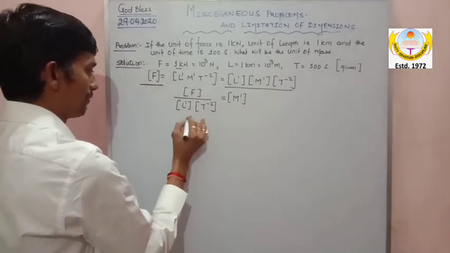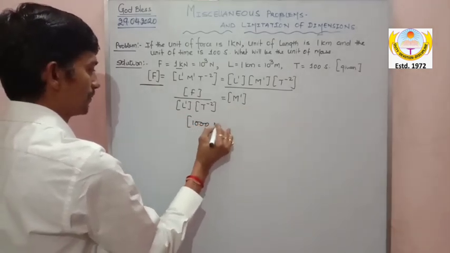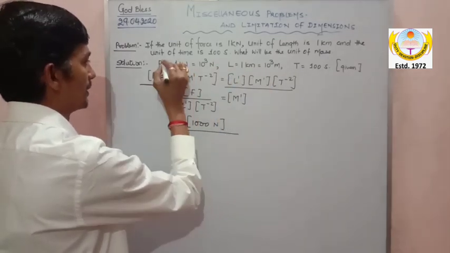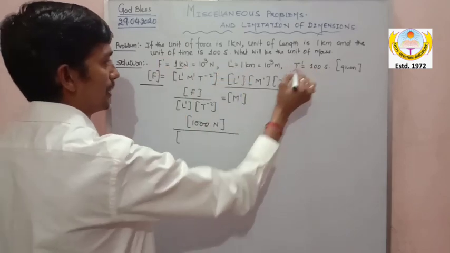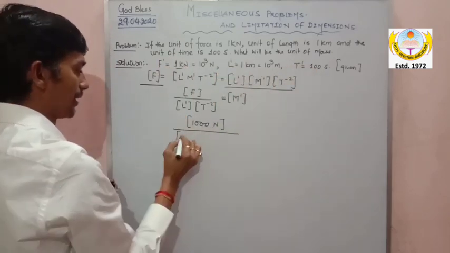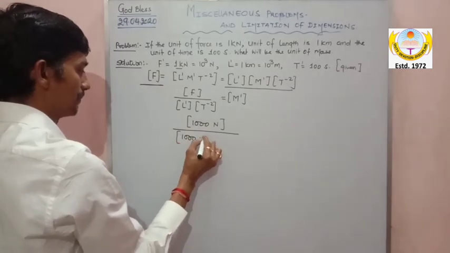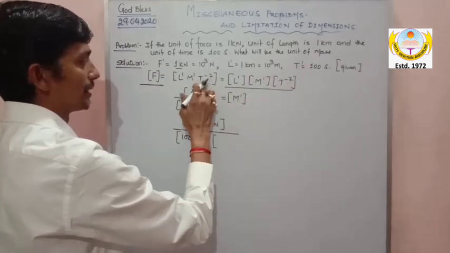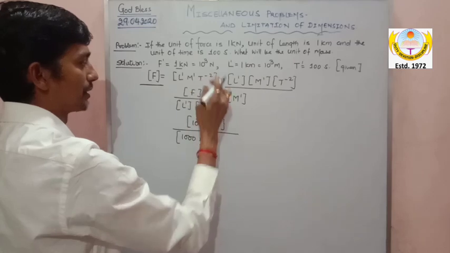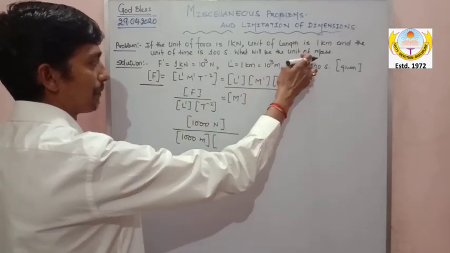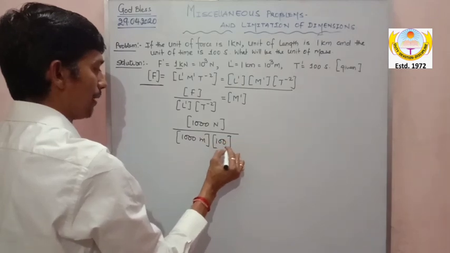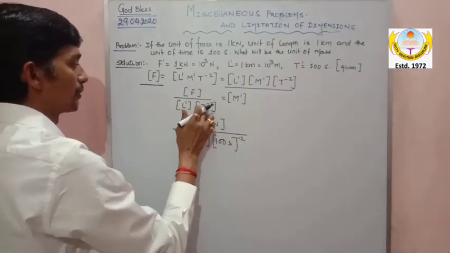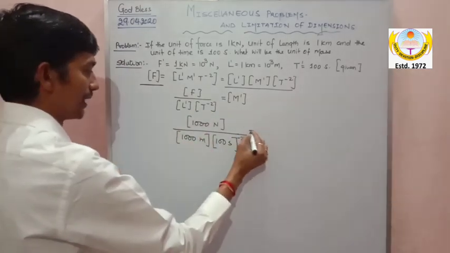So now, my dear, F is given as 1000 Newton, divided by L power 1 and T power 2. Here F power 1, L power 1, and T power 1. L is given as 1000 meter, and here this is T power minus 2. Please take care, T power minus 2. T is given as 100 second, and here it is power minus 2, because minus 2 is in the dimension. Simple. And this is your mass.